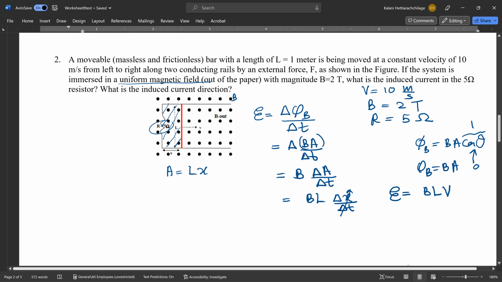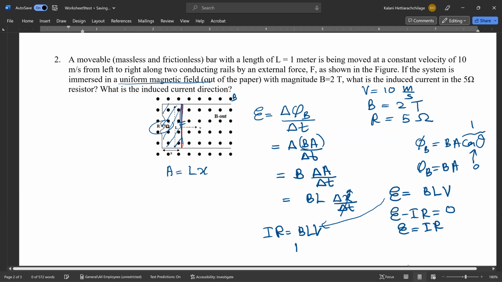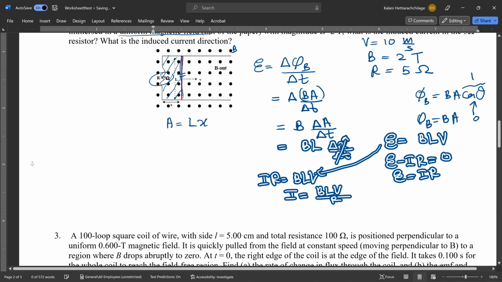How do you calculate induced current on the loop? If you go to the electricity part, this will create a voltage like a power supply, and it will go through the 5 ohm resistor. Then you know that epsilon minus I times R will be equal to 0, because of that epsilon equals I times R. Then I can replace this: I R equals B, L, and V. I need to calculate I. I will be B, L, V over R. So now we have all the information. We can plug it in here.